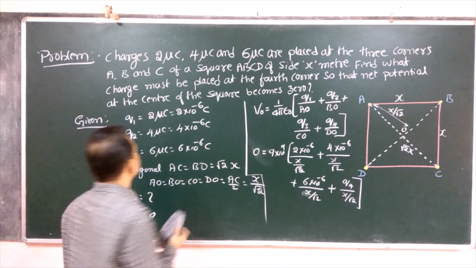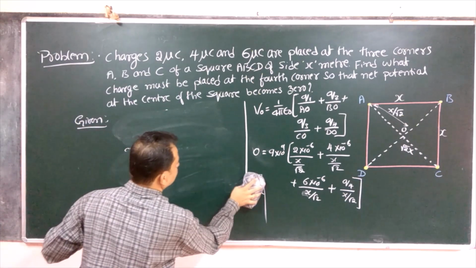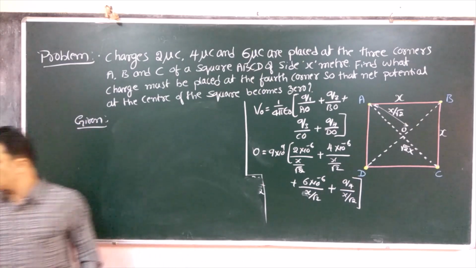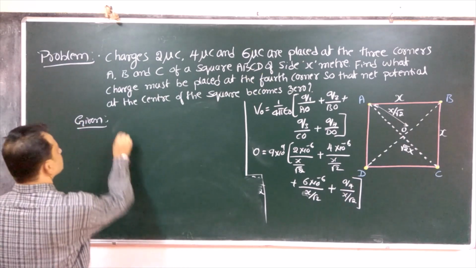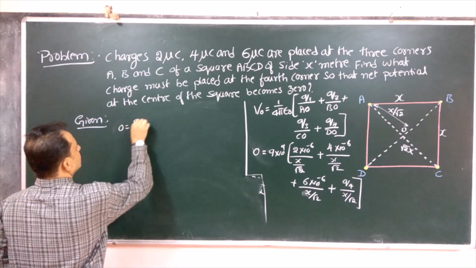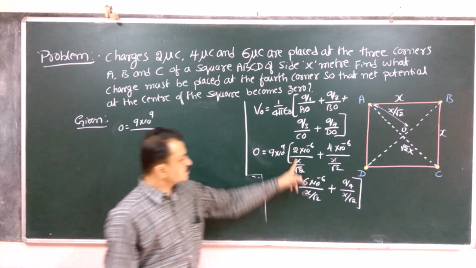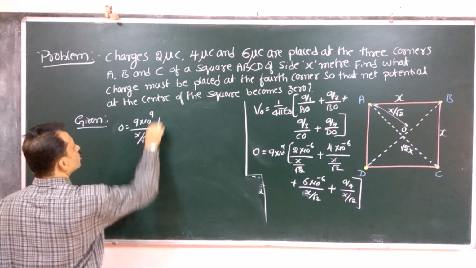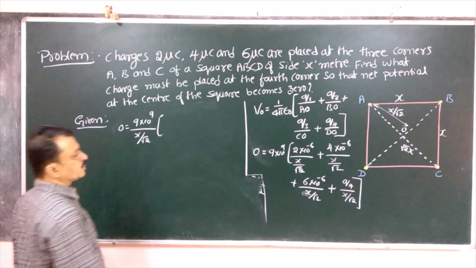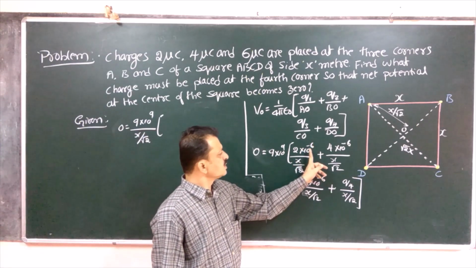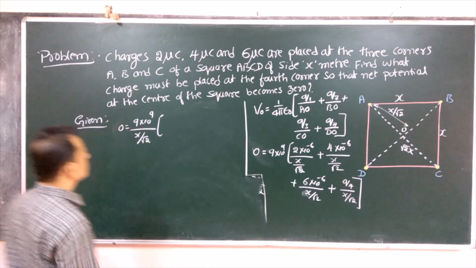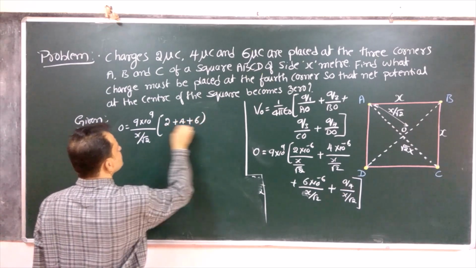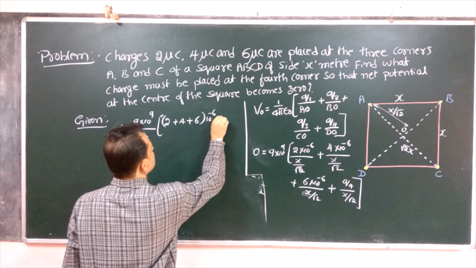So now we will further simplify. What are the common things? Let us take them out. We have 9 into 10 to the power of 9 divided by x by root 2, which is common in all the terms. Take it out. Then 10 to the power of minus 6 is common only in 3 terms, not in the 4th term, so remain it as it is. That is 2 plus 4 plus 6 into 10 to the power of minus 6 plus Q4.